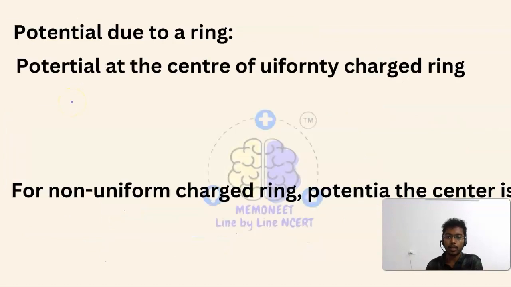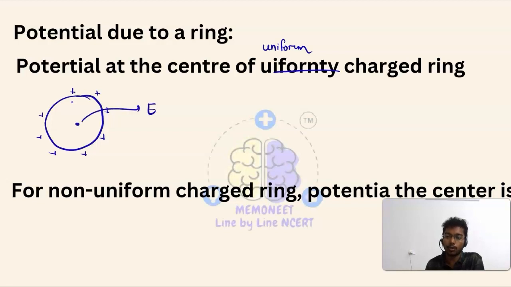At the center of a uniform charge ring, let's say we have the charge ring here, and we have to find the potential at this point. Here electric field is 0. It means the potential must be constant at each and every position inside. So potential is equal to kq upon r at any position, where r is the radius of the ring.